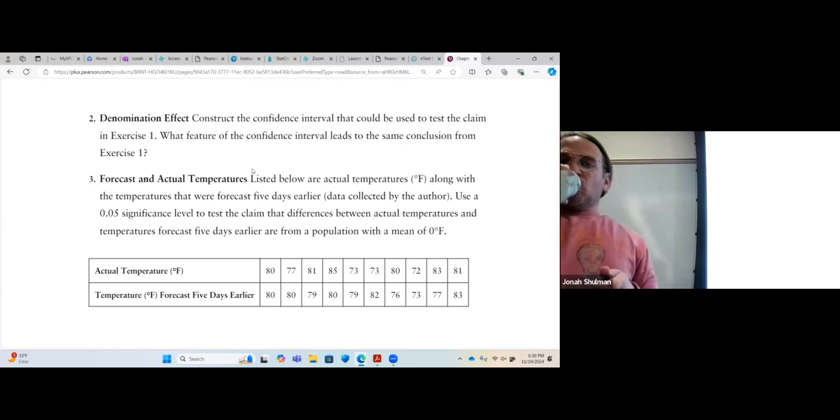Using 0.05... I think earlier from the population.